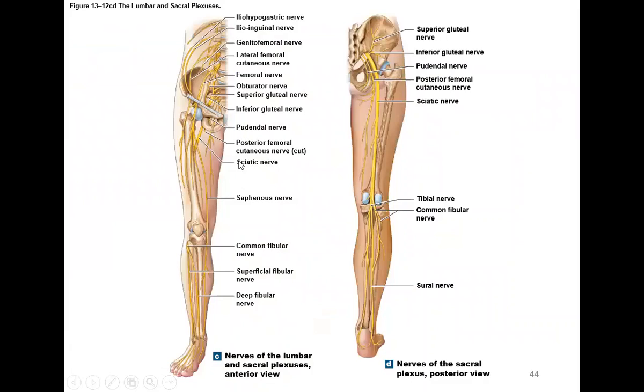Let's look at this picture. You can see nerves of both the lumbar plexus and the sacral plexus anteriorly on this view, posteriorly on this view. Whenever we are looking at the femoral nerve, you can see it right here, running down towards the quad area. That's the main one that people often talk about with the lumbar plexus. And again, the sciatic nerve is the main one that people often talk about with the sacral plexus.